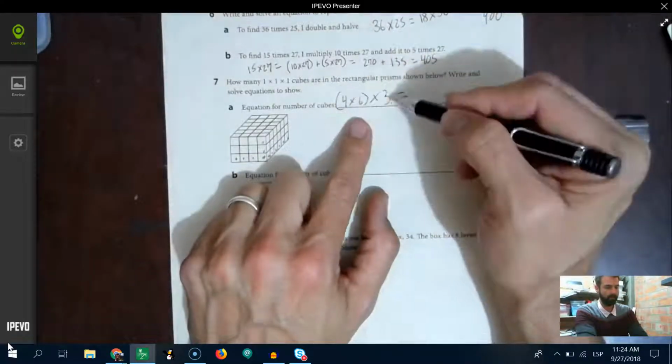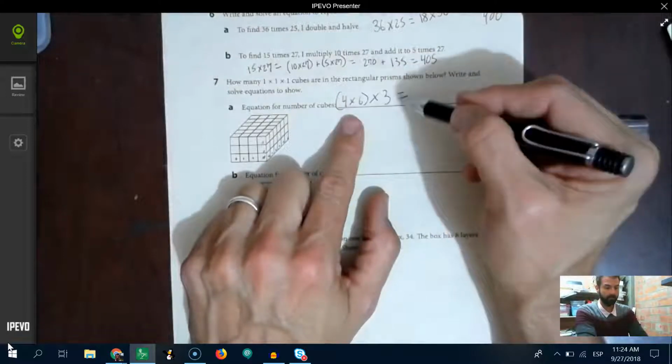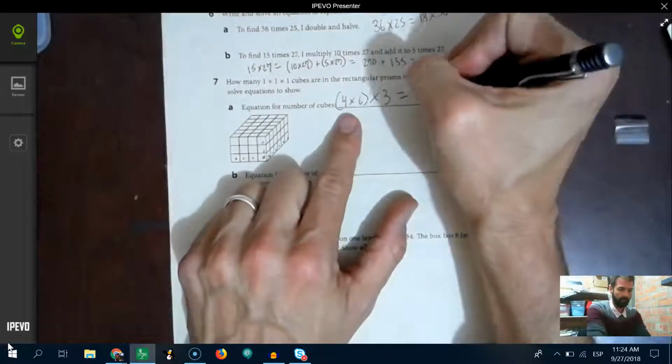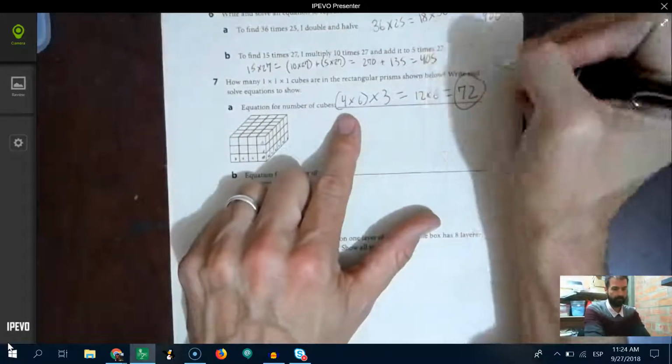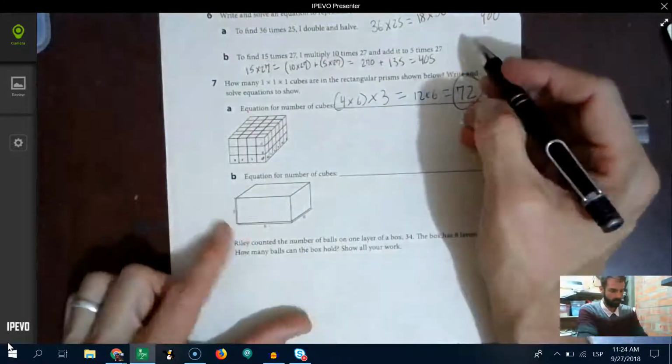Any easier combinations here? 18 times 4, 24 times 3, 12 times 6. Okay, 12 times 6, and then that's going to be 72. There's my answer.